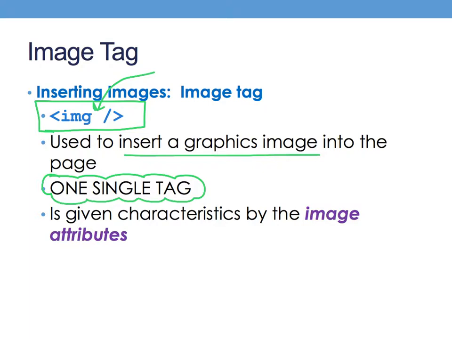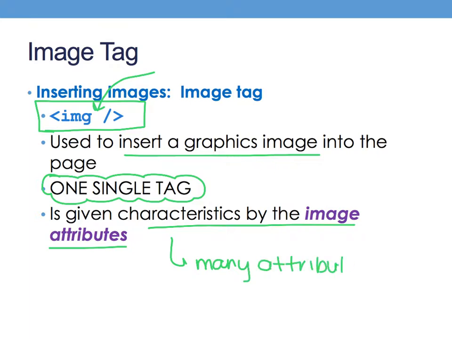And then this last bullet point is probably the most important thing about the image tag: we give that image tag a bunch of characteristics called attributes. So we're going to give that image the attribute of the location of the picture. We're going to give that image the attribute of its height, of its width. So essentially that image tag may seem really simple, being one single tag, but there will be many attributes inside each image tag. So it actually looks a little bit more complicated once you start coding.